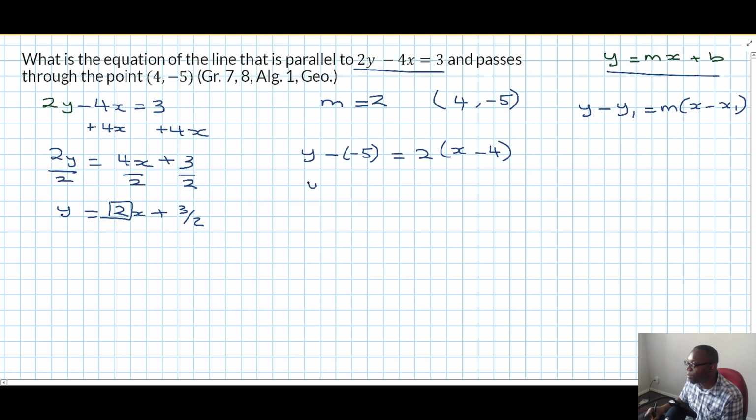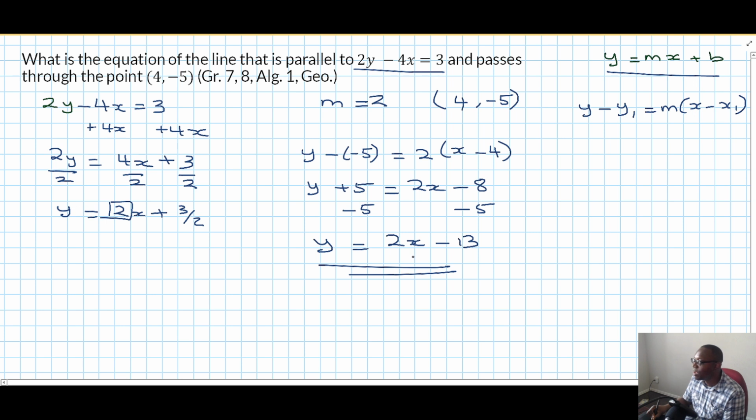So here I have y plus 5 equals 2x minus 8. So now I need to write it in this form. I already have my x on this side, and I have a number here. So I'm just going to subtract 5 from both sides. So I have y equals 2x, negative 8 minus 5 is minus 13 right there. So that is the equation of a line that is parallel. You can also see when we compare the lines, the slope here is 2, the slope here is 2, so they're going to be parallel.